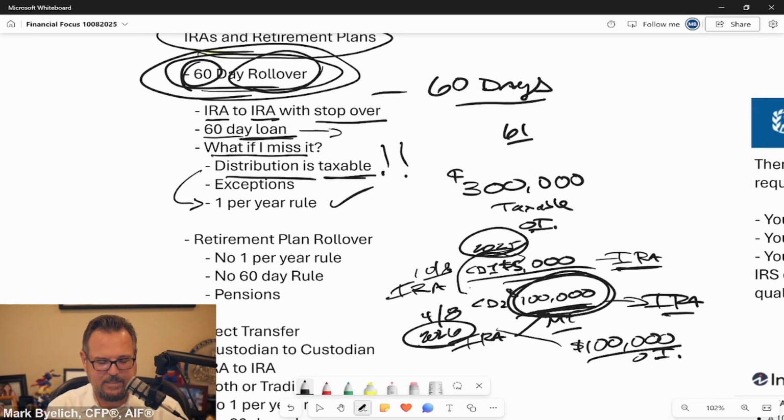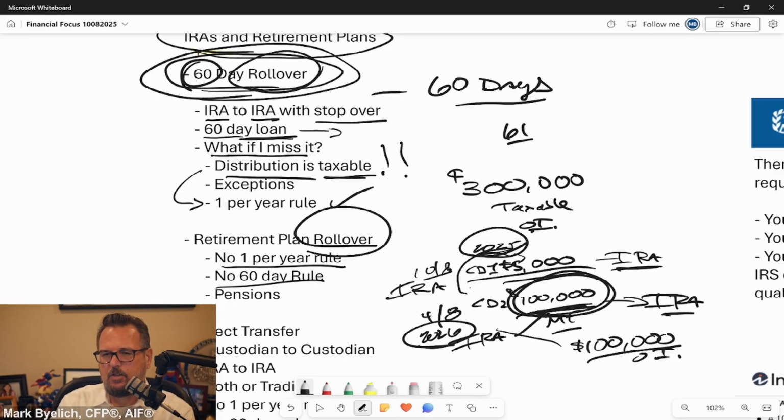So we talked about the 60-day rollover. Well, we have retirement plan rollovers. Retirement plan rollovers are a lot simpler because there are rules that they have to follow. I've never seen a non-trustee to trustee transfer. What does that mean? Like, it's coming from your Vanguard or Fidelity 401k or whomever your 401k is with, or your retirement plan, and it's made out to your IRA account. There is no 1 per year rule. It doesn't exist with retirement plans. There's also no 60-day rule.